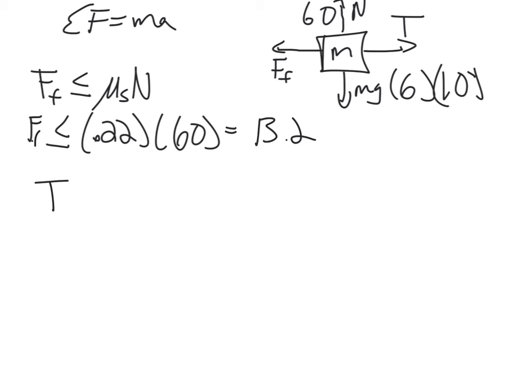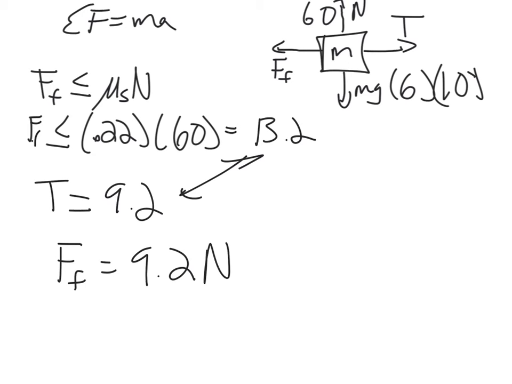So my tension, the problem said, equaled, let's see, 9.2. That is in fact lower than 13.2, which means that I do have static friction. And the static friction will match it. Whatever that tension is, my force of friction matches it, just in the opposite direction. And these are all newtons. So if my applied force, my tension, whatever force I'm applying to the object, is less than this maximum, then I've got static friction equal to that force.